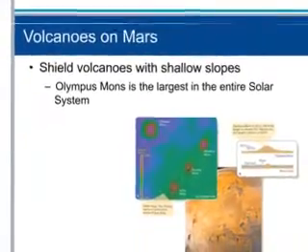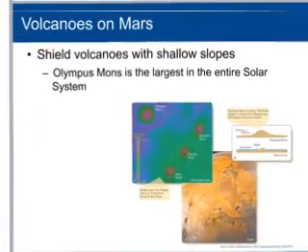So there are volcanoes on Mars, and they're shield volcanoes, and they have very shallow slopes. The shield volcanoes have that molten lava, the active lava going on, like a bubbling cauldron of lava. When you look all the way down into the volcano, you'll see a lot of activity there. Olympus Mons is the largest of the volcanoes in the entire solar system. So Mars has the actual largest volcano.